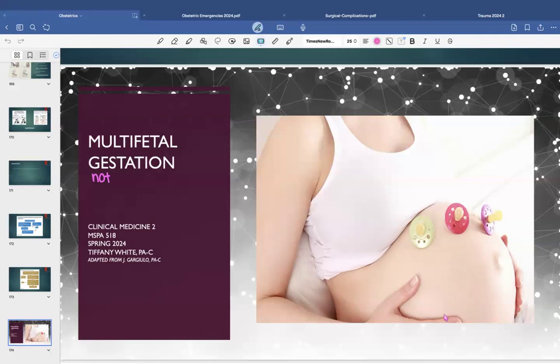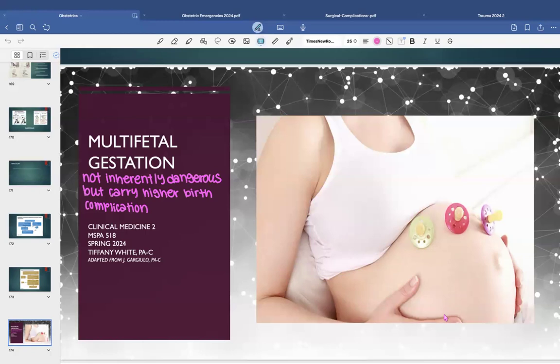Two-thirds of twins are dizygotic or fraternal. One-third of twins are monozygotic or identical. So fraternal is dizygotic, mono is identical. We'll talk about the differences there in a second.